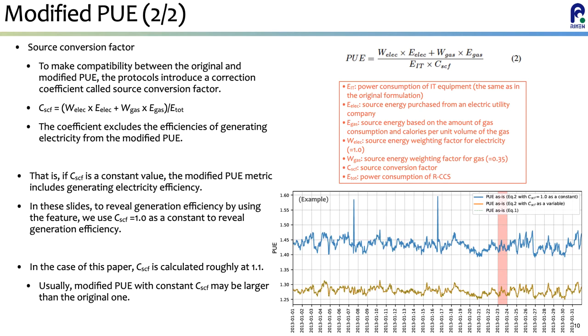That is, if the conversion factor is a constant value, the modified PUE metric includes the generating efficiency of electricity. In these slides, to reveal generation efficiency by using the feature, we assume that the conversion factor is constant. By the way, in our confirmation, the conversion factor is calculated roughly at 1.1. As a result, if the conversion factor is assumed to be 1, usually modified PUE is larger than the original one.